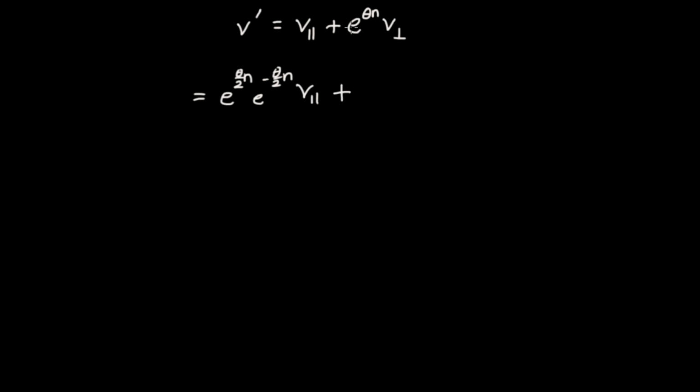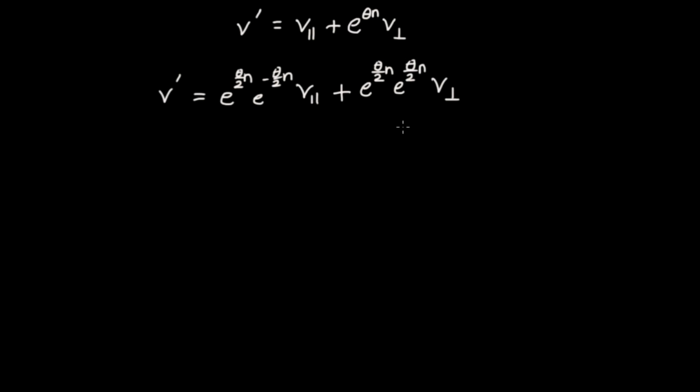And the second trick is going to be rewriting e to the theta n as e to the theta over 2 times n, times e to the theta over 2 times n, and then times v perp. So you can see here that when you add the arguments, you get theta times n. So I haven't changed anything there.